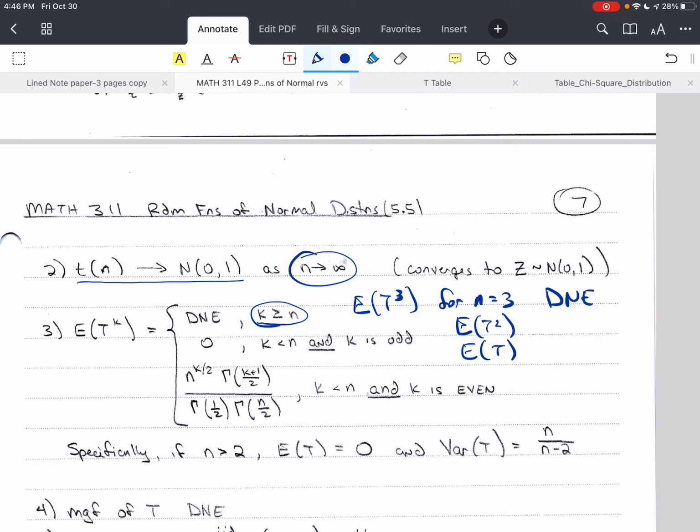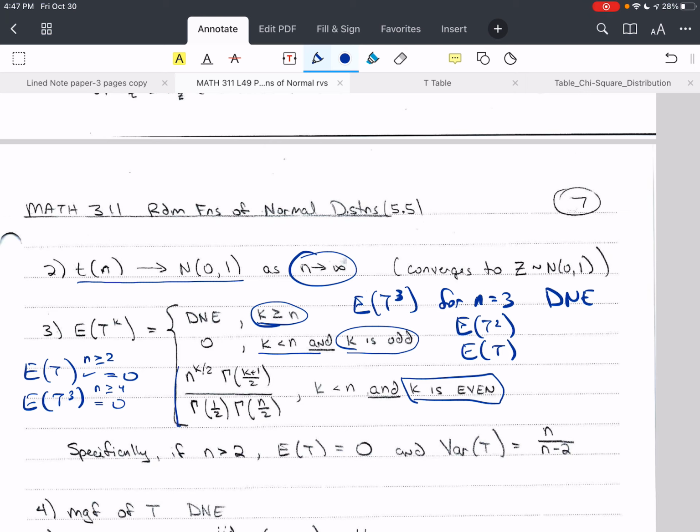So, if k is odd, so we're talking about E[T^1], E[T^3], or fifth, or seventh, or what have you, odd, and it exists. In other words, k is less than n. So for here, n is greater than or equal to 2, then this exists, and it's equal to 0. And here, n is greater than or equal to 4, then this is equal to 0. Okay?